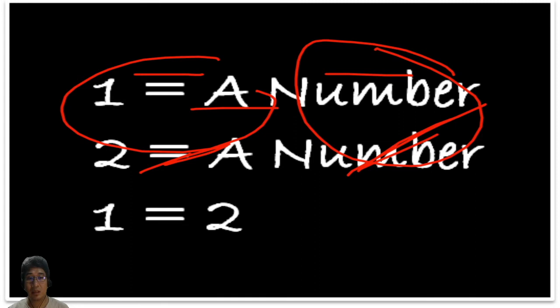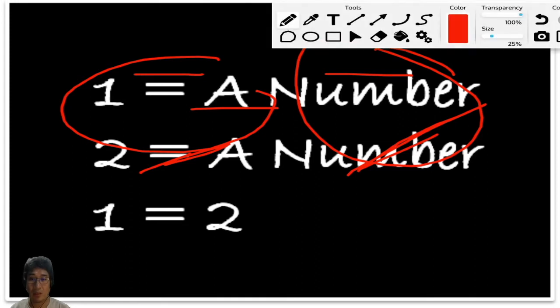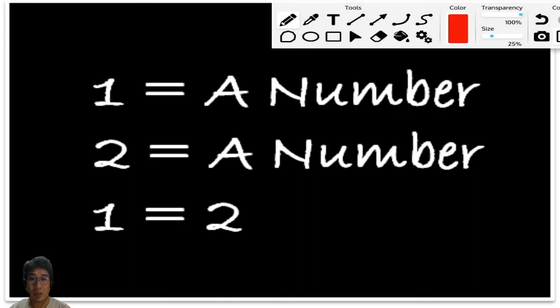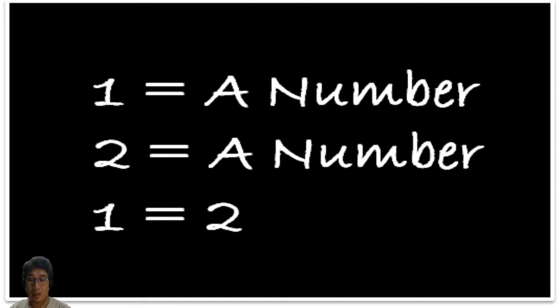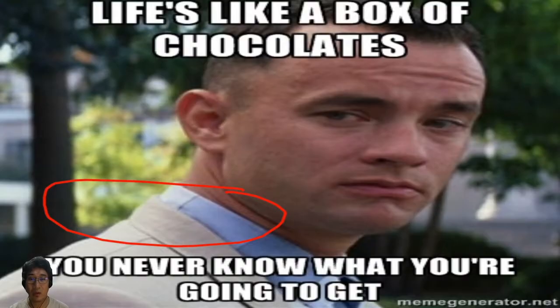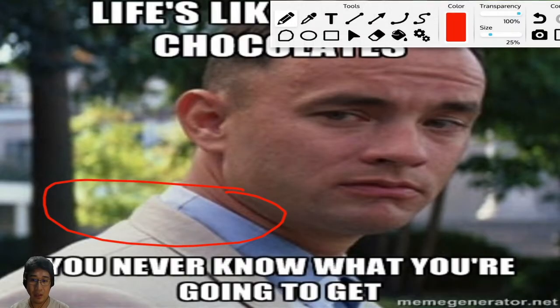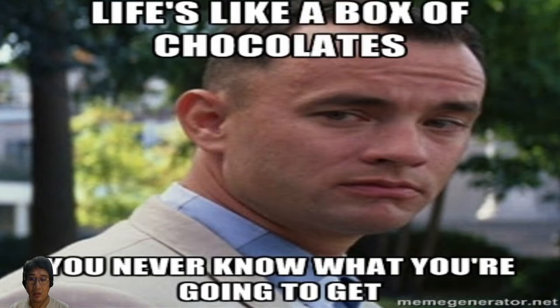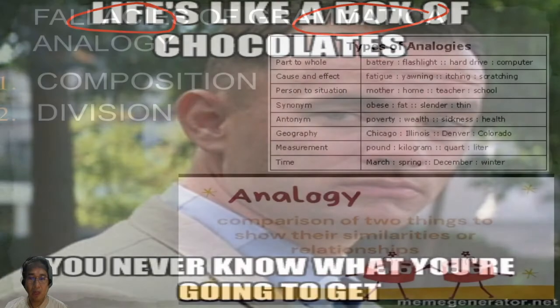Another example, 1 is a number, 2 is a number, then since we follow the same structure and pattern, 1 is 2. Because we compared 1 as a number, we compared 2 as a number. So meaning to say 1 is 2. Life is like a box of chocolates. You never know what you're going to get. So we compared life and a box of chocolates here.